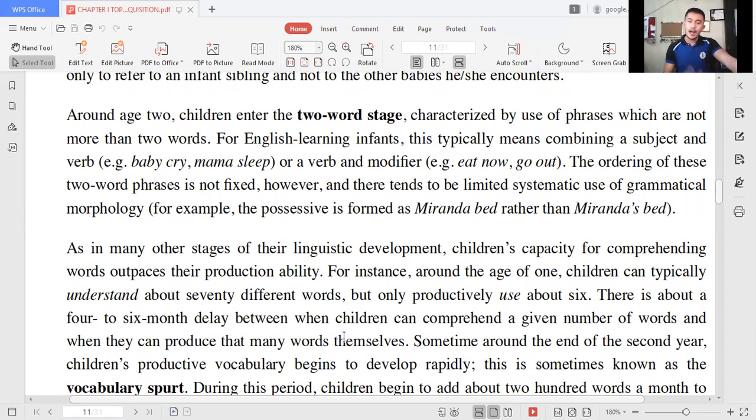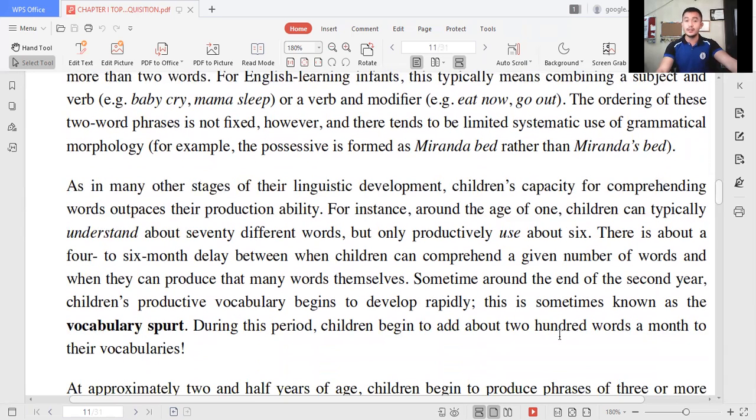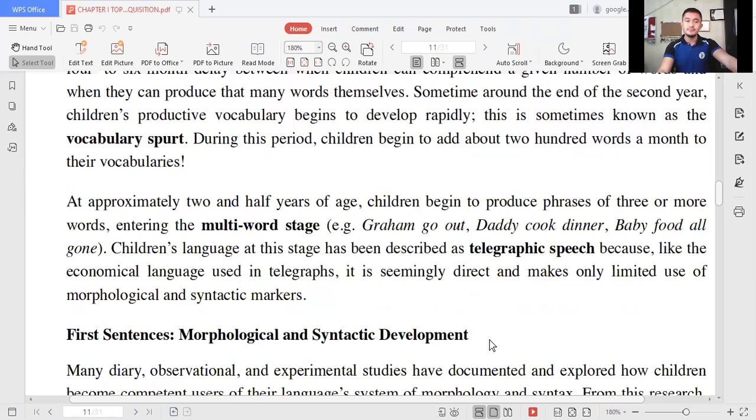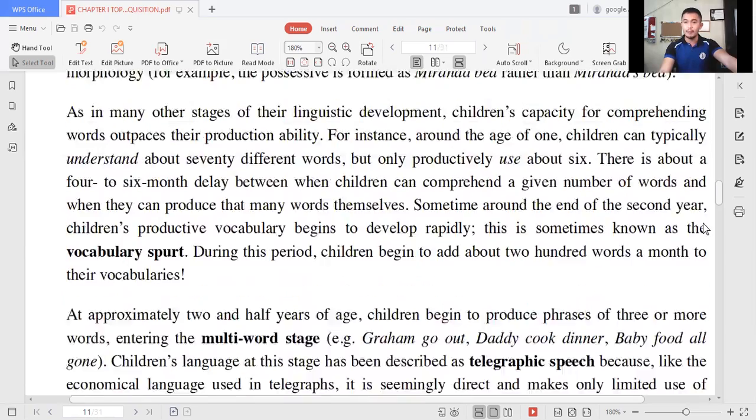Sometimes around the end of the second year of their lives, children's productive vocabulary begins to develop rapidly. Again, at 2 years of age, their vocabulary begins to develop rapidly. This is sometimes known as the vocabulary spurt. Again, vocabulary spurt. During this period, children begin to add about 200 words a month to their vocabularies. Okay, so that's the end of our topic.